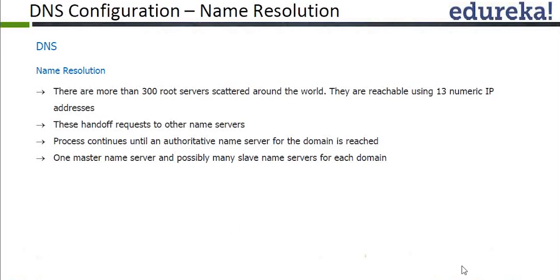The next important thing is that the DNS server basically maintains two zones. One is a forward lookup zone and the other is the reverse lookup zone. The forward lookup zone is host name to IP address, and the reverse has IP to host name records.